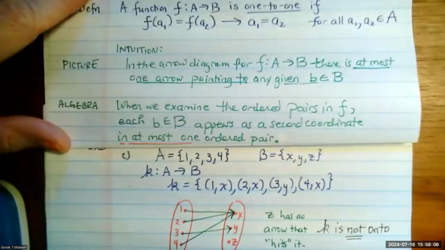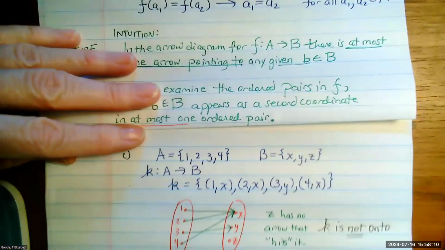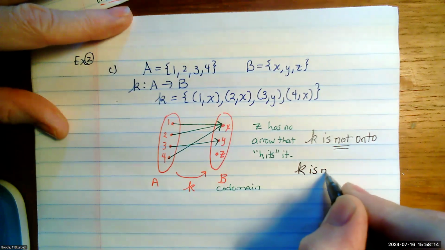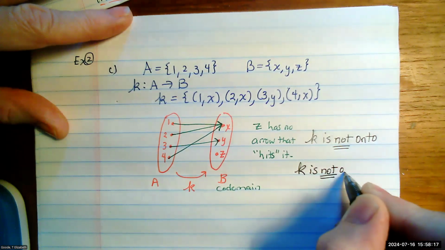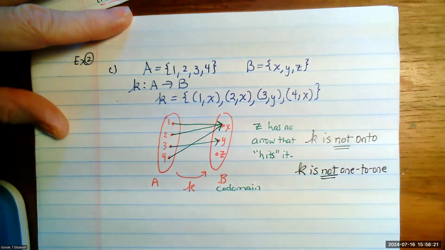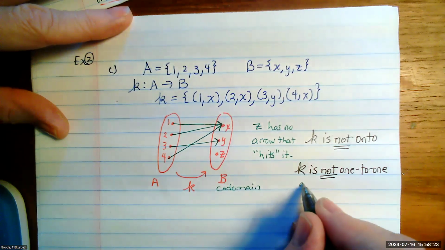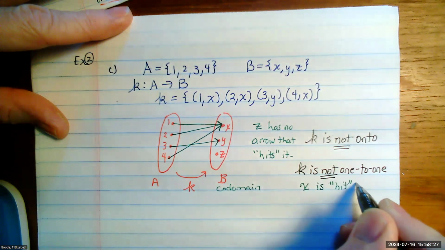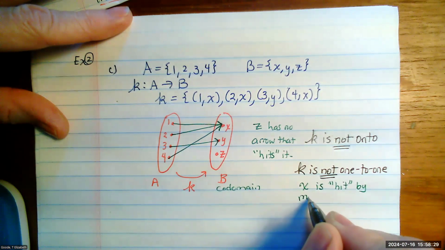So it's not 1 to 1. That's right. Okay, gotcha. Because X is hit by more than one arrow.